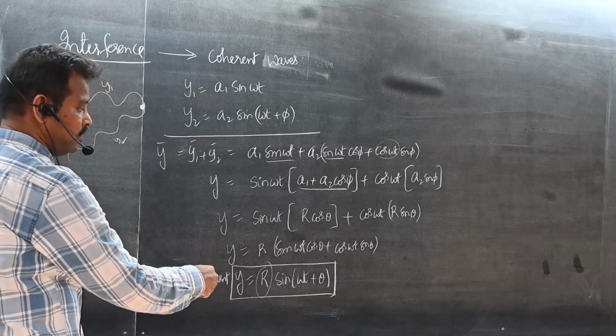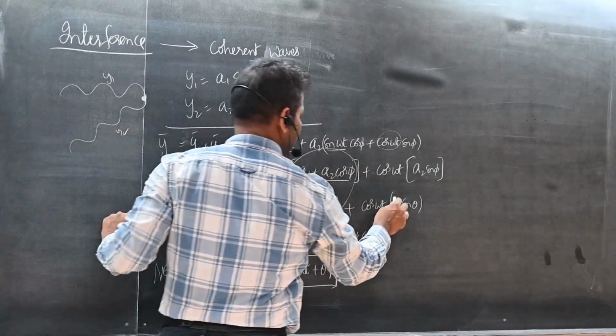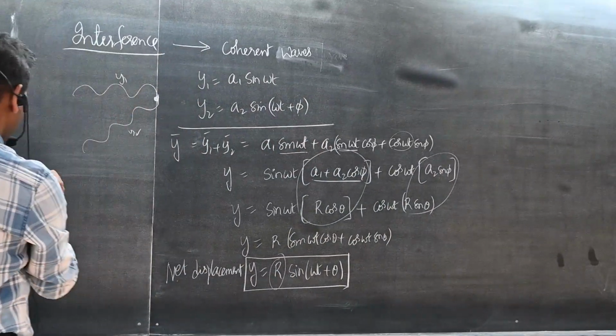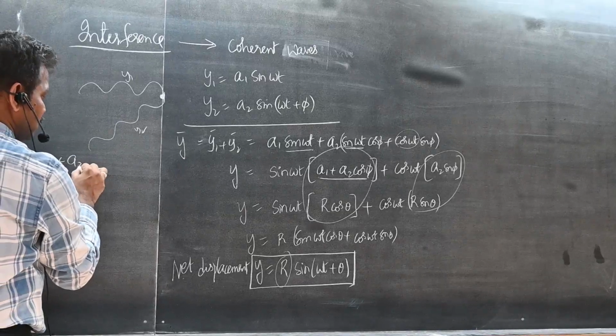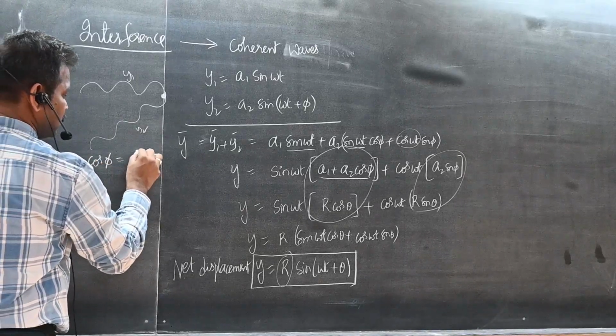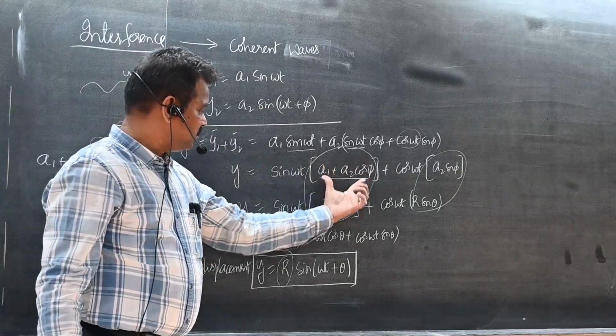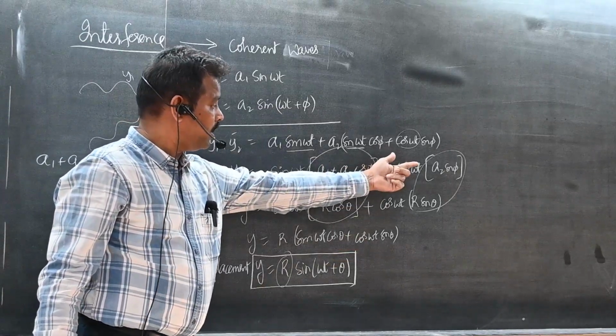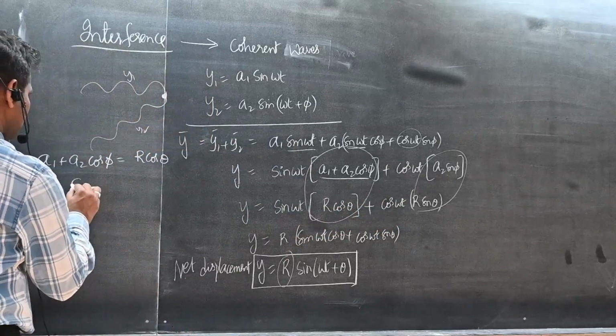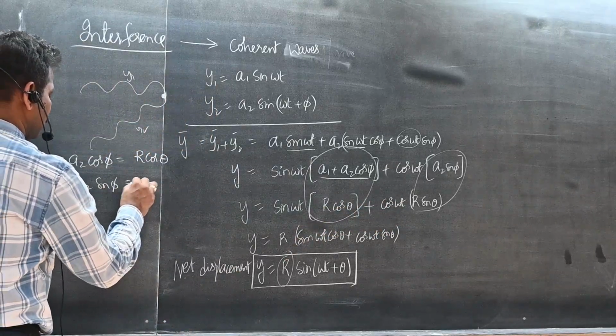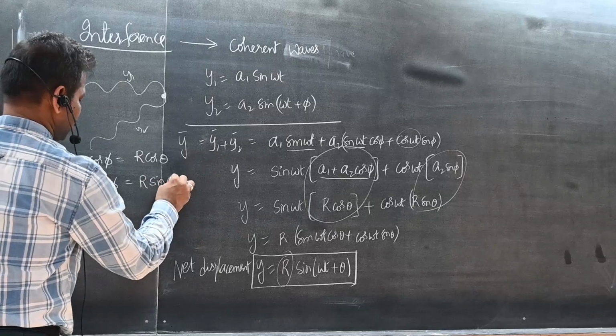How to find the R value? We know this is equal to this. Write down: A1 plus A2 cos phi, how much? R cos theta. Correct? I assumed this as this. Similarly, I assumed A2 sin phi as R sin theta. Squaring and adding.